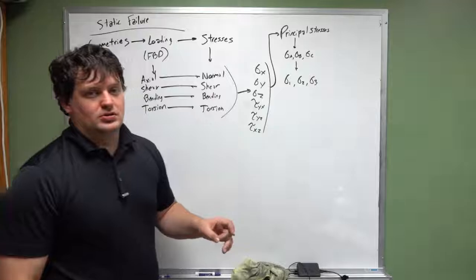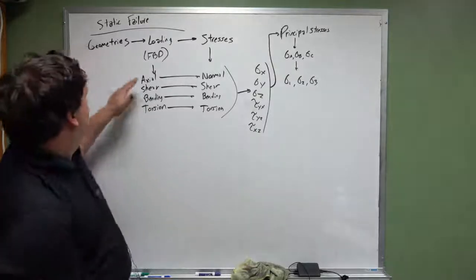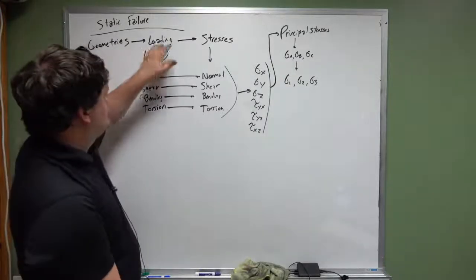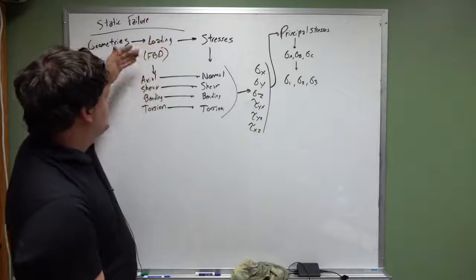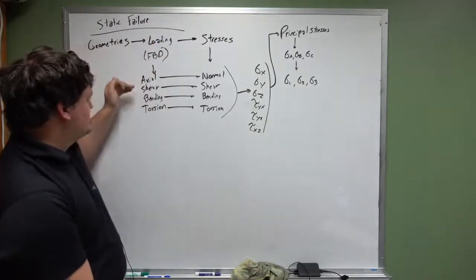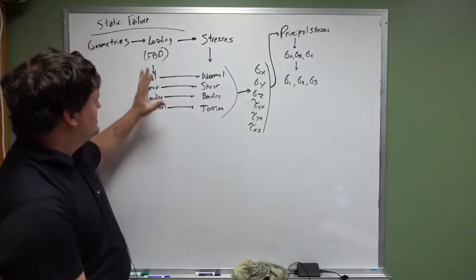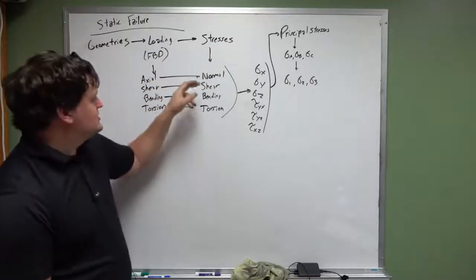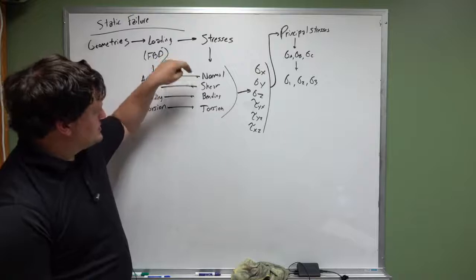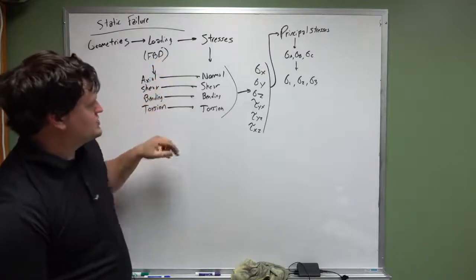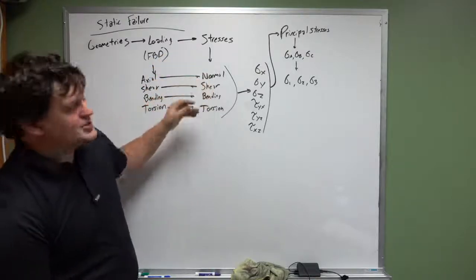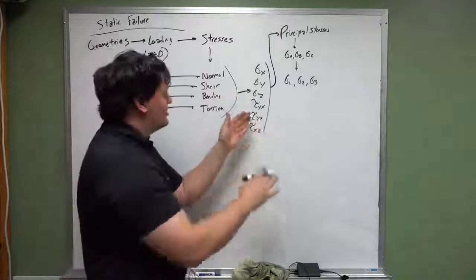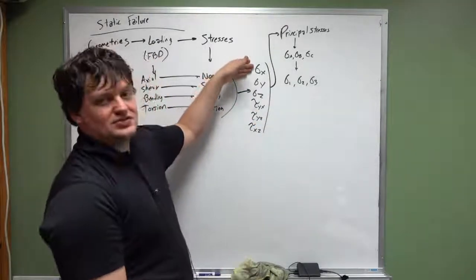Okay, so to recap, start with your geometries, come up with loading. Once you figure out your loading, that is your axial forces, shear forces, bending moments, torsional moments, then you calculate the stresses directly from each of those loading conditions. Normal forces, normal stresses, shear stresses, bending stresses, torsion stresses. You figure out what the directions are. You add them together to get your sigma x at a certain location.